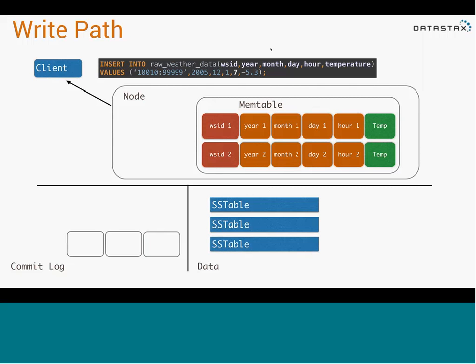Anyway, as I was saying, the data is sorted into these sorted strings tables, and it's sorted by that clustering order by statement that we saw earlier. So these SS tables are immutable, and they are written every time that the mem tables flush.